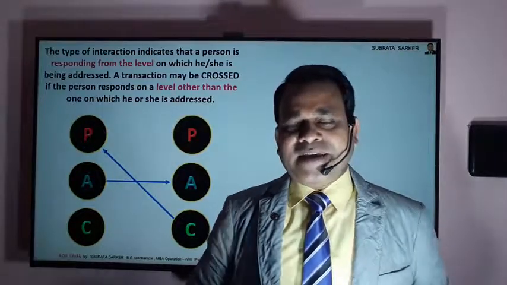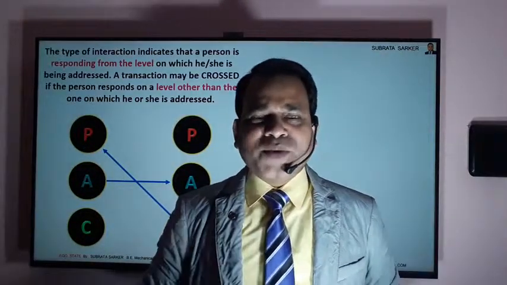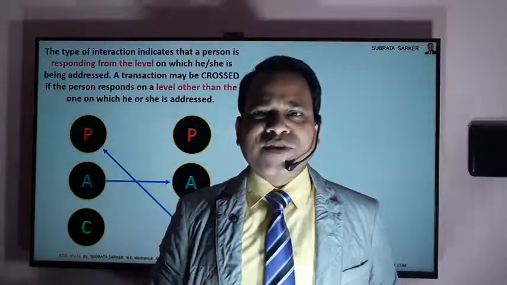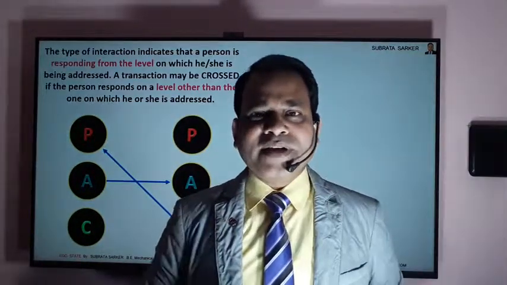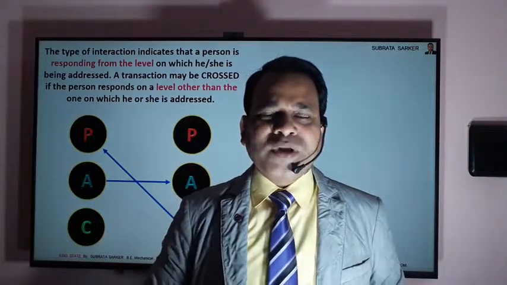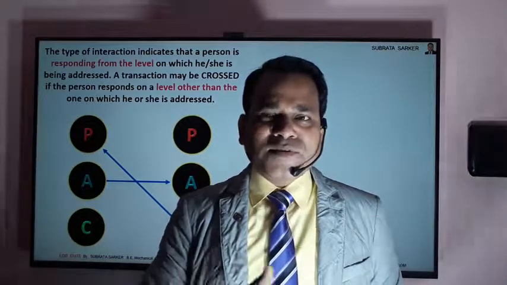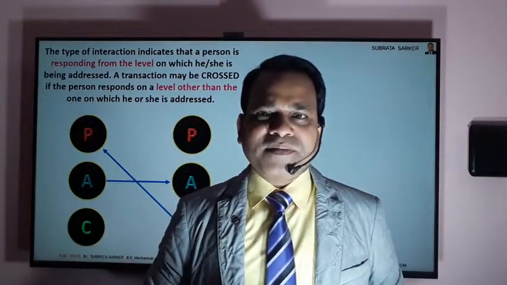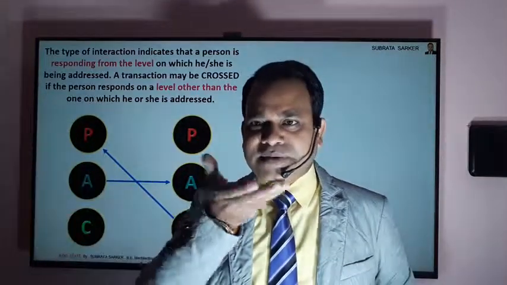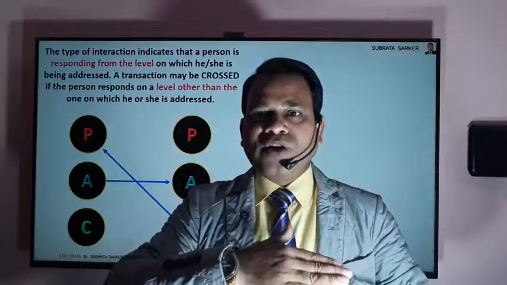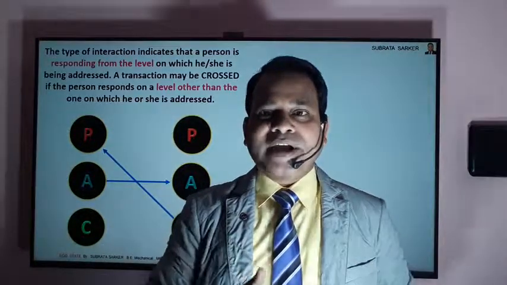For example, I'm asking somebody, what is the time? Say today in the office I am not wearing my watch, and I'm asking somebody in the evening, what is the time? The person says it's 6 p.m. That's fine. So I'm asking some information, and he or she is giving some information. There is no crossing. This is adult to adult.